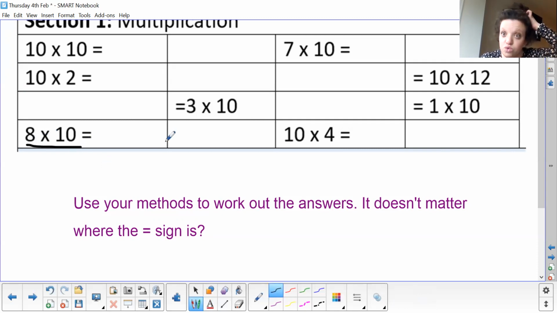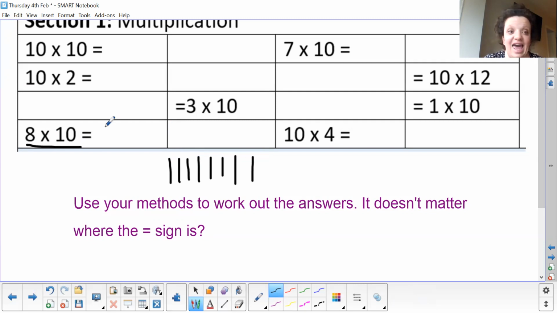We're going to first of all draw our 8 times 10. So we're going to draw 8 lots of 10. 1, 2, 3, 4, 5, 6, 7, 8. We've got 8 lots of 10. And if we count them in tens, what's our answer going to be? 10, 20, 30, 40, 50, 60, 70, 80. So our answer is going to be 80. So that's one way we can draw it. We're not going to draw 10 dots because that would take us forever. And we know that these lines equal 10.